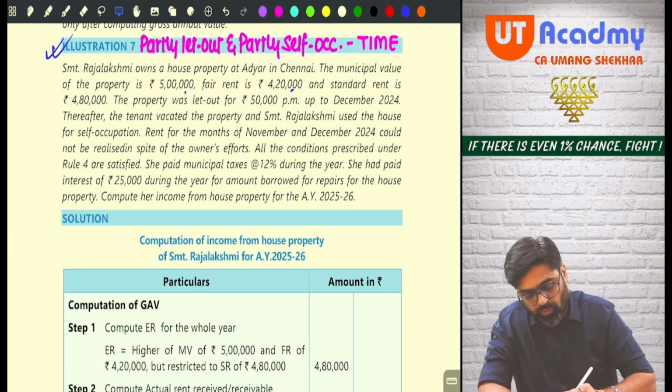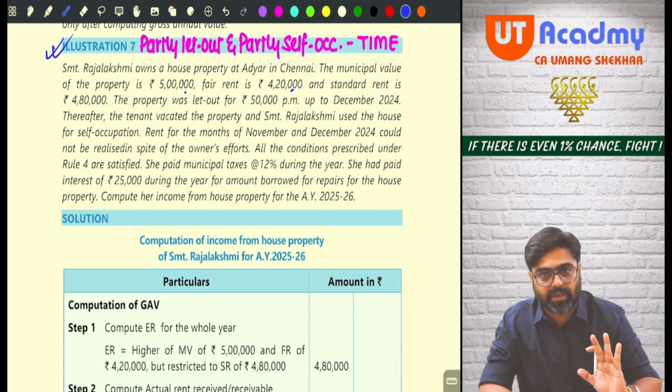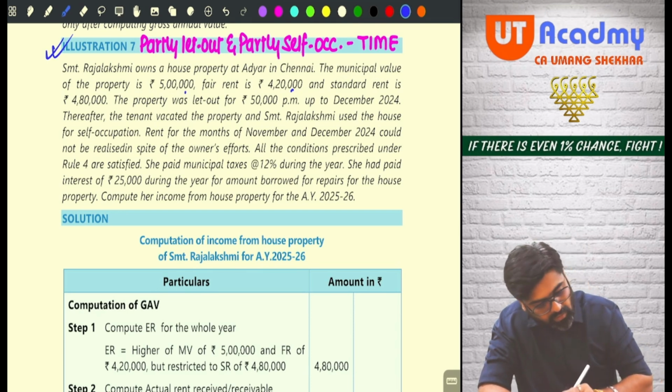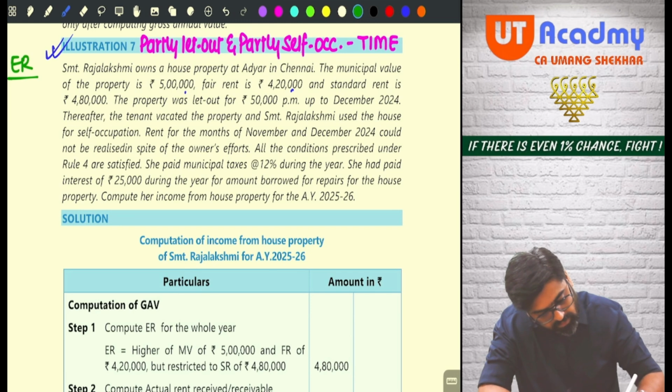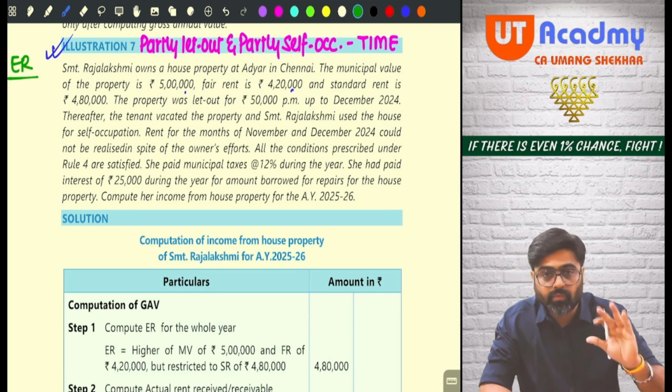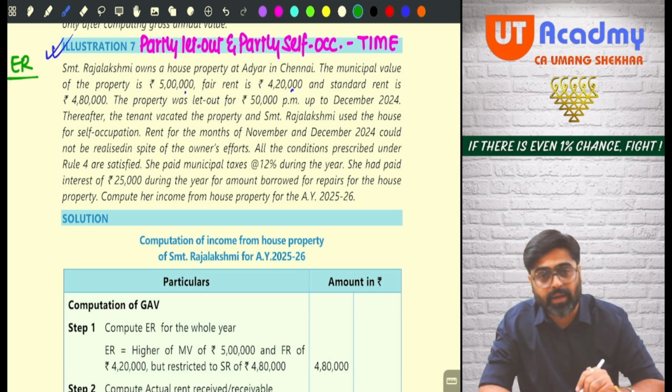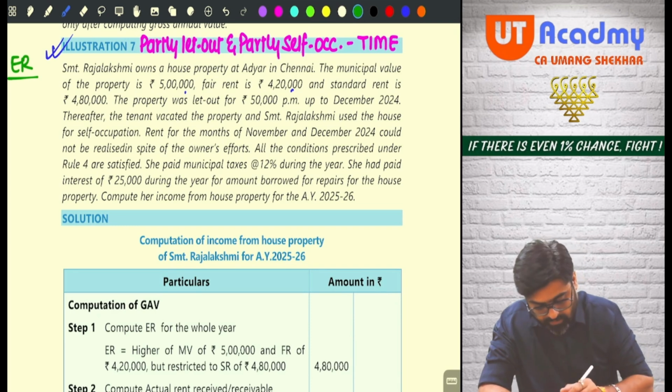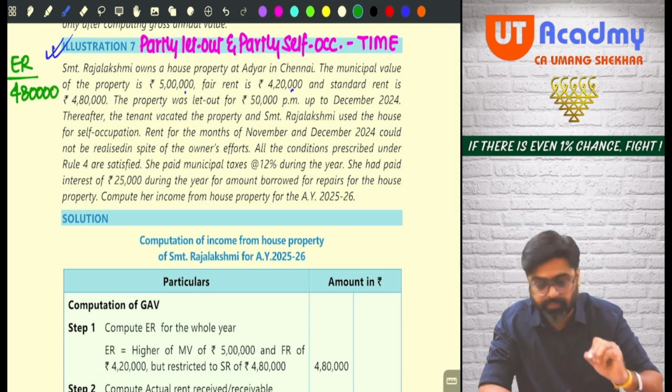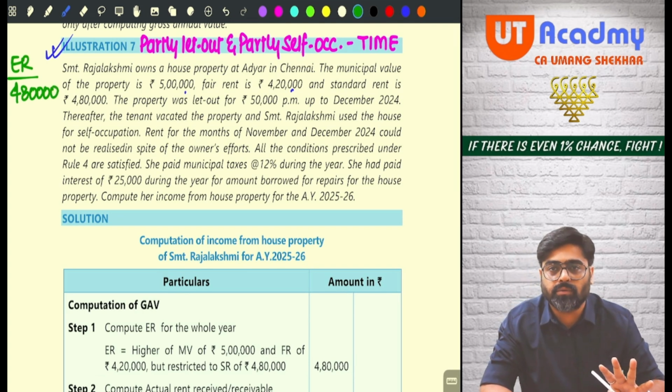So first of all, let's calculate expected rent. Very easy to calculate. Tell me, expected rent here will be 5 lakh or 4 lakh 20? 5 lakh. 5 lakh or 4 lakh 80? 4 lakh 80. Expected rent will be 4 lakh 80,000. Any problem till here? No.